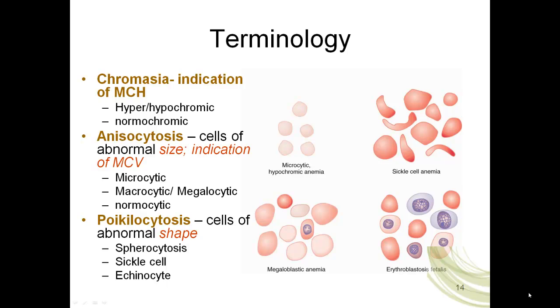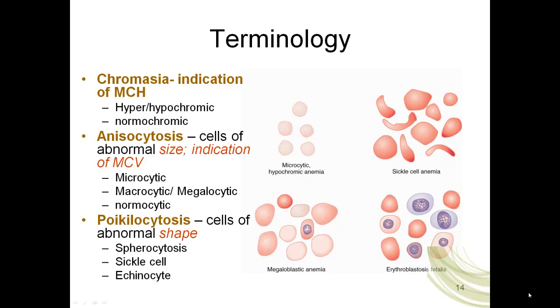Now moving on to some terminology. When I speak of chromasia, this is an indication of the mean corpuscular hemoglobin, the amount of hemoglobin in a single red blood cell. And again, if a red blood cell is adequately packed with hemoglobin, then it should have a nice red color. So chromasia is really a way of saying the color index, which is a way of us assessing how much hemoglobin is in that red blood cell. So a red blood cell with the normal amount of hemoglobin would have a color index of 1.0, and we would say clinically it's normochromic, meaning it looks as red as it should.